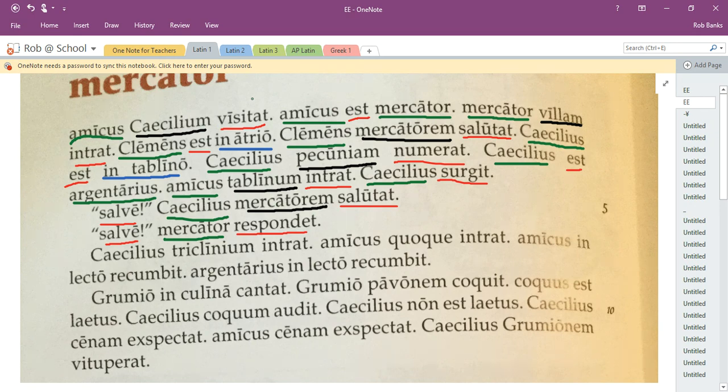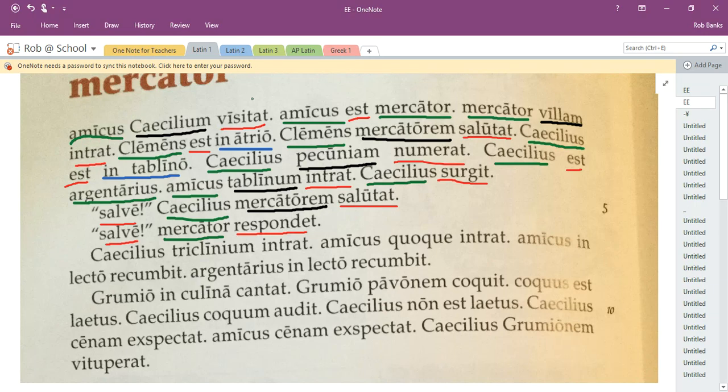So the dining room. Amicus quoque intrat. Subject first, amicus, verb last, intrat. The friend enters. He also enters. Now we have an adverb. Right, so quoque, also, technically that's an adverb. We'll learn more about those later. But here it's describing when or how he enters: quoque. So amicus quoque intrat. The friend also enters.